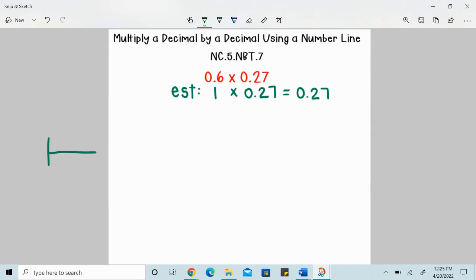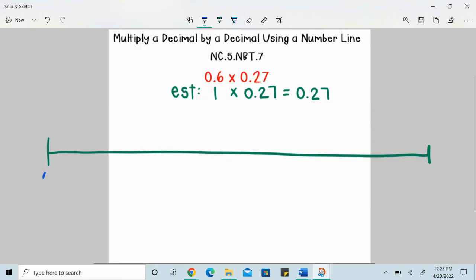So what I'm going to need to do is create a number line. And I'm going to have this number line represent all the way from 0 to 27 hundredths, because what I want to find is 6/10 of 27 hundredths. So that means I'm going to take this 27 hundredths and I'm going to split it into 10 equal parts, or in tenths, so that I can then find 6/10 of 27 hundredths. So first thing is I will split this number line into 10 equal parts.